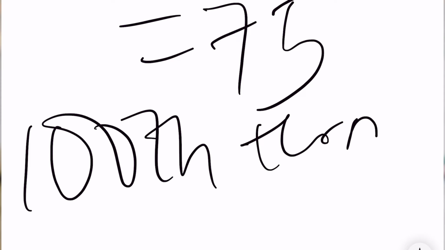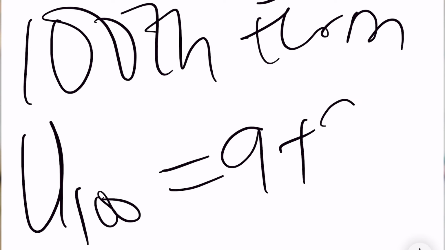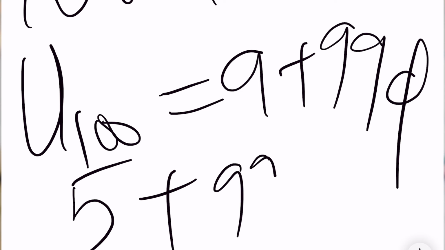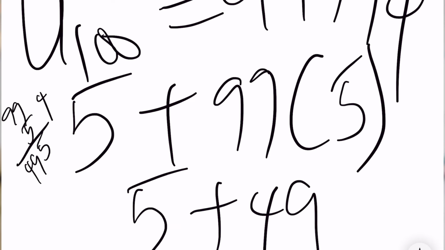Now for our 100th term, we have U100 to be A plus 99D. And our A is 5. That will now be 99 times 5. 9 times 5 is 45, so 99 times 5 is 495. So we have 5 plus 495.